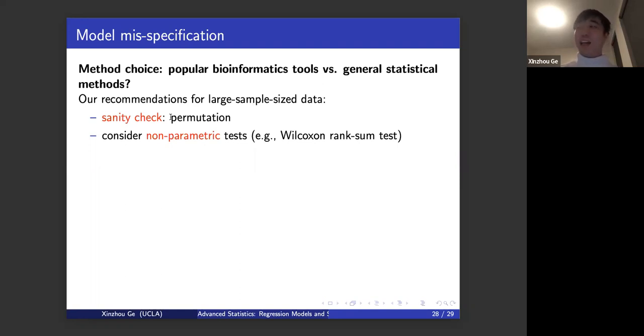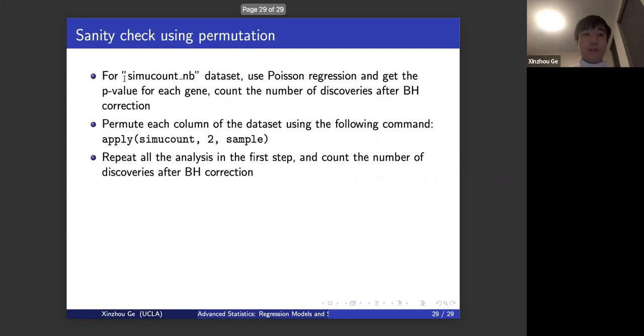So my workshop will have two parts. The first is regression models, and the second part is statistical rigor. And this will be the rigor part. So we want to find discoveries, but meanwhile, we always want to make sure that we are doing correct things. We don't want to identify too many false discoveries. And finally, I'd like to introduce how to do this permutation sanity check.